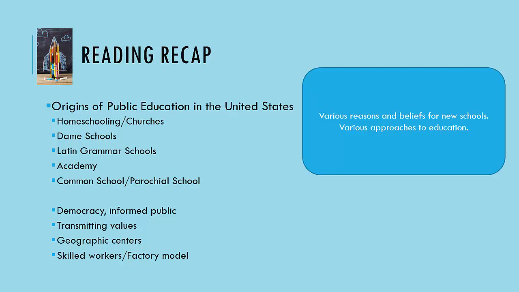We also have seen that many of these approaches to developing schools reflect different values and beliefs for education, such as having democracy and an informed public, transmitting values and morals and religious beliefs, also having some type of geographic center, usually in a city or a town or a village, and then having people who are skilled enough to work in a factory model. And this is where we see the advent of a factory model in education, where we put in a lot of students, try to inform them of information and provide them skills, and then there's the output of graduation.